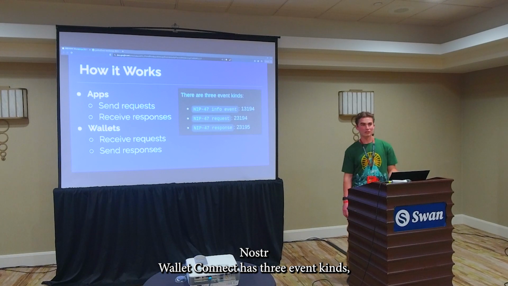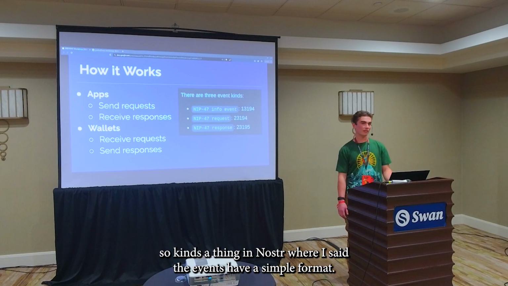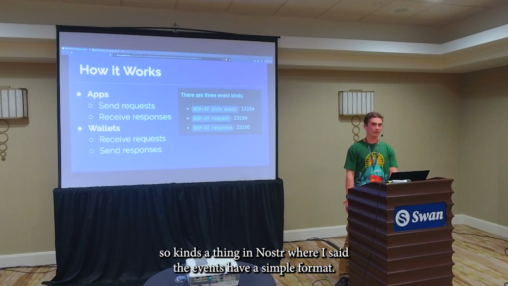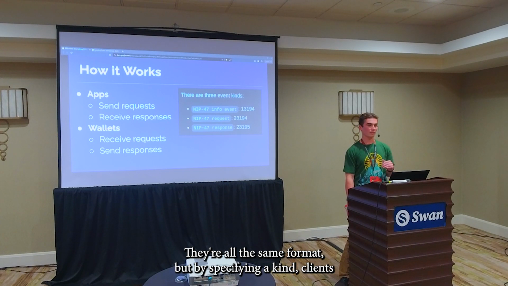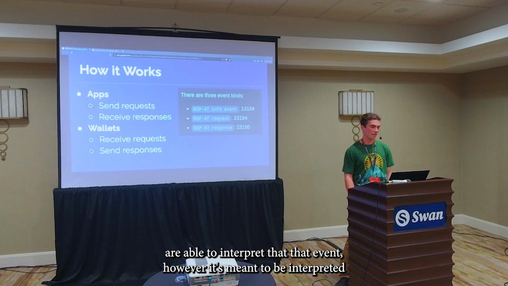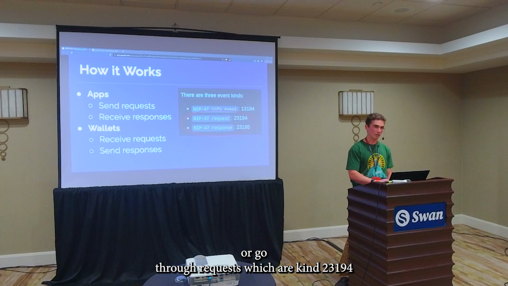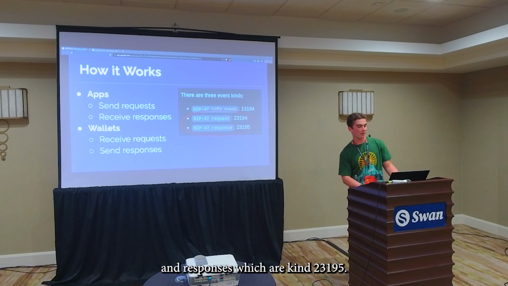Nostr Wallet Connect has three event kinds. Kinds are a thing in Nostr where the events have a simple format. They're all the same format, but by specifying a kind, clients are able to interpret that event however it's meant to be interpreted. We'll go through requests, which are kind 23194, and responses, which are kind 23195.